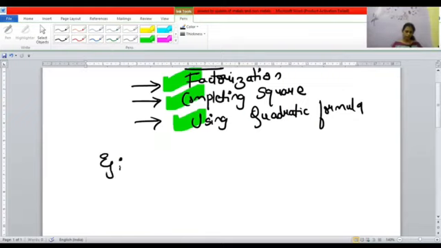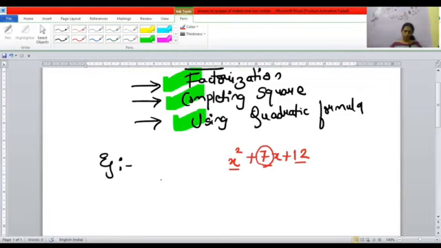I'm writing another example. The more examples we learn, the more quickly we are able to solve the exercise, right? The example is x square plus 7x plus 12. See students, if you are observing this equation, as I've told, this is the first term, this is the middle term, and this is a constant. So while doing the factorization method, we have to split the middle term. This is the middle term which we have to split.